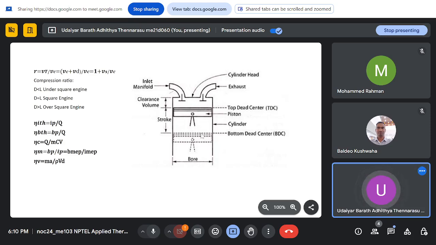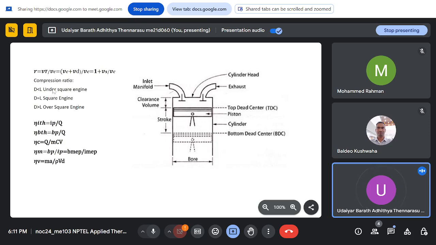Using this, an engine is defined as follows: if your bore diameter is less than the stroke length L, it's called an under square engine. If it is equal, it's called a square engine, and if it is greater than L, it's called an over square engine. These are the terminologies.